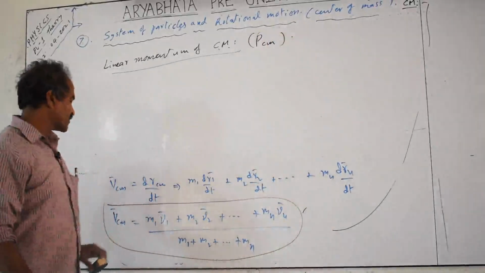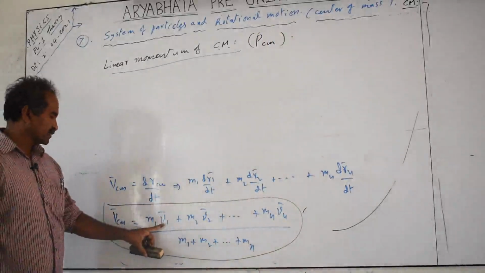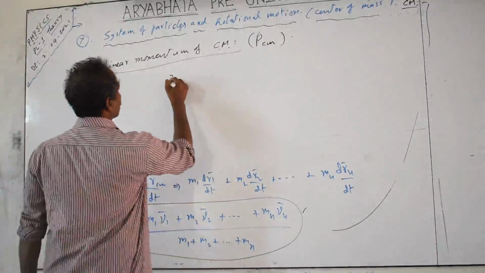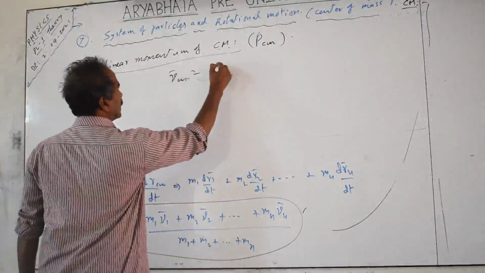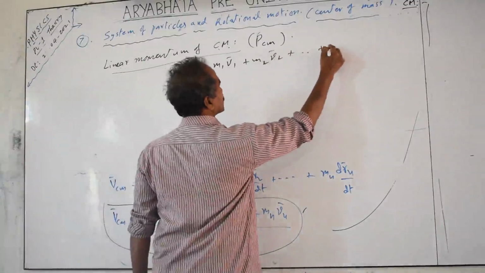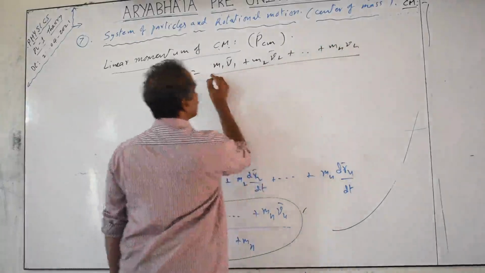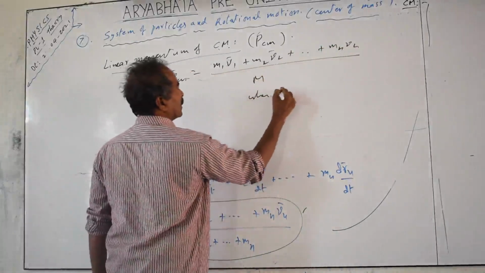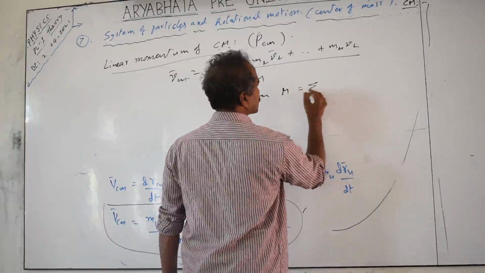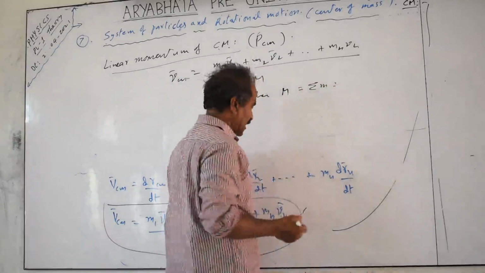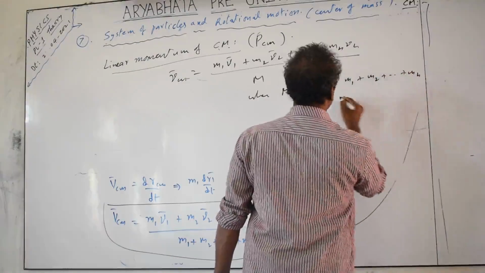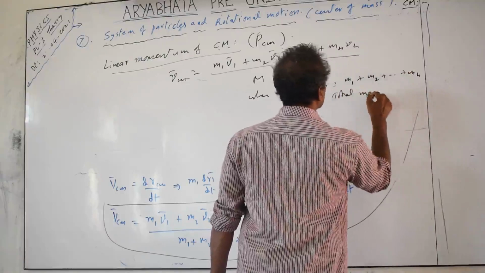Next is linear momentum of center of mass. Mass into velocity itself is momentum. In the denominator, what you are taking can be taken as the total momentum. Velocity of center of mass is equal to m1 v1 plus m2 v2 plus and so on plus mn vn, divided by capital M, where capital M is nothing but sigma m, or integration of dm, which is equal to m1 plus m2 plus and so on plus mn, the total mass.